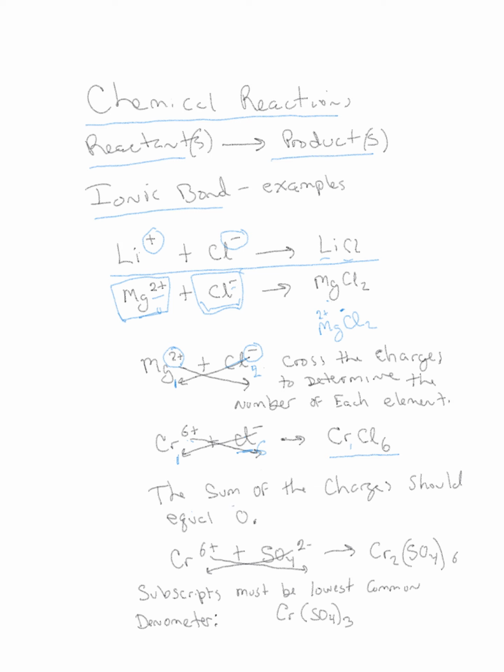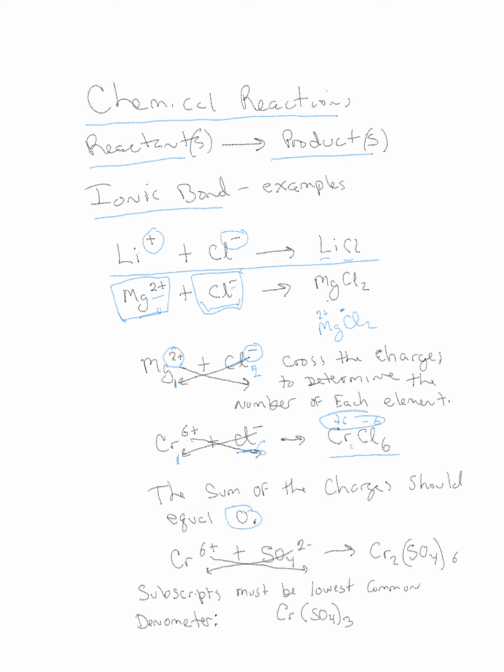So the sum of the charges should equal 0, right? So if I have 1 chromium, which has a plus 6, and six chlorines, which have -6, if I add them all together, those are going to cancel out, and I'm going to end up with a neutral charge. That's what I want to have. So the sum of the charges should equal 0.